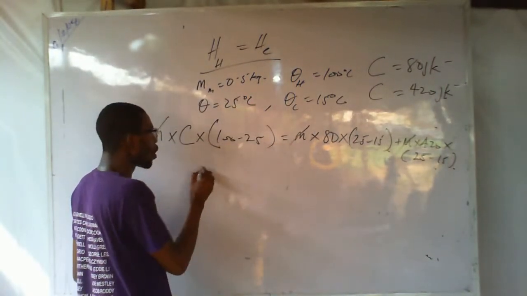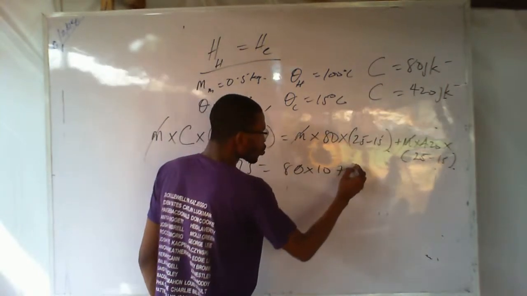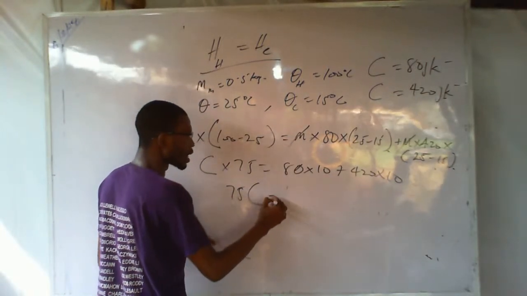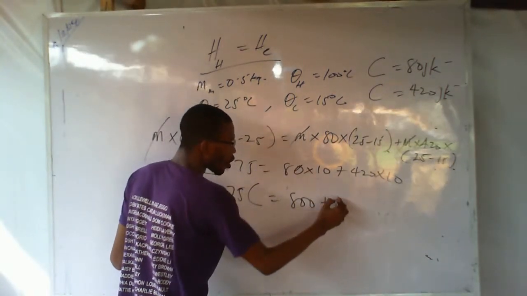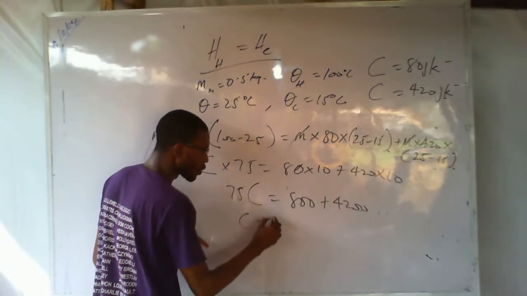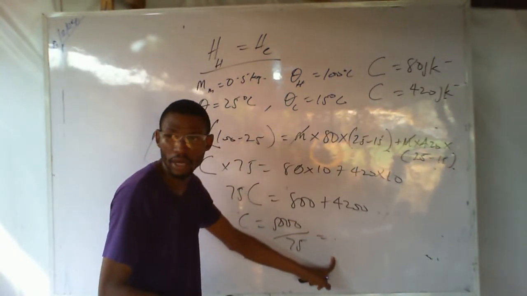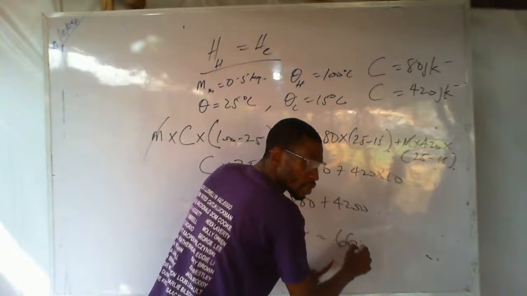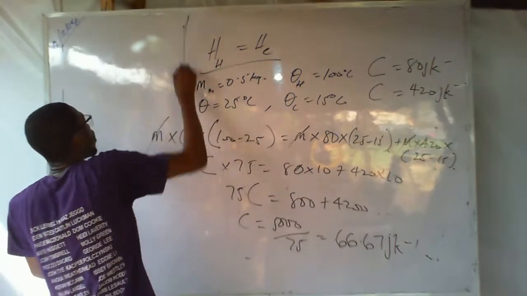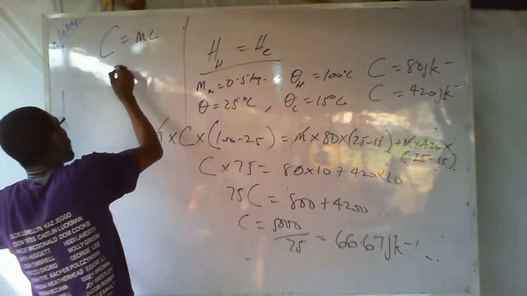M is common. So now it will be C times what? 75. Equal what? 80 times 10 plus 420 times 10. So now that will be 75 capital letter C. 800 plus 4,200 will give me what? What will be my C? This plus the 5,000 divided by 75 will give me what? 66.67 joule per Kelvin. So what am I looking for? I'm looking for my C. My capital letter C is equal what?